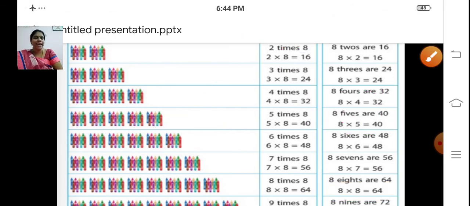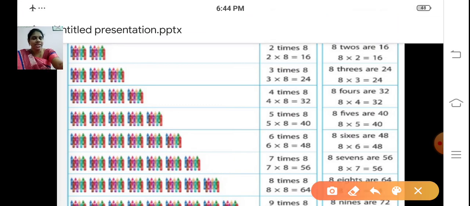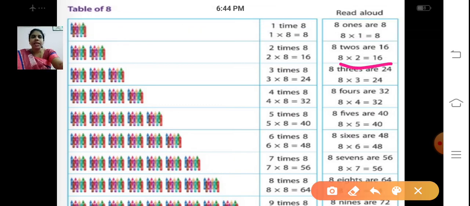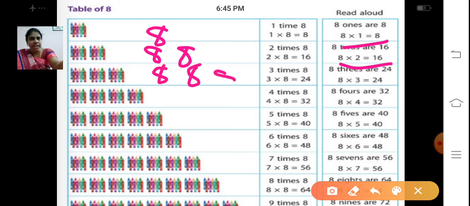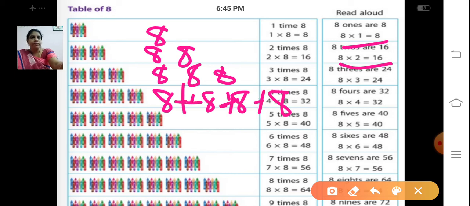8 ones are 8. 8 twos are 16. What is the meaning? We are going to add 8 one time. Here we are going to add 8 2 times. So 8 we are going to add 3 times. 8 threes are 24. 8 fours are 32. Add 8 4 times. 8 fives are 40. We are going to add 5 times, right? So 8 fives are 40.